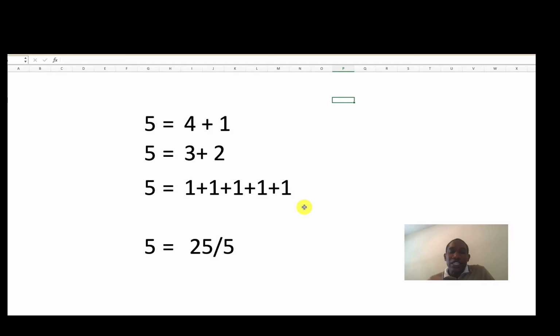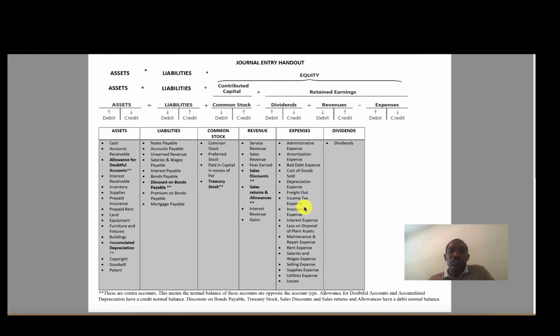So now let's take that concept over to the simple accounting equation. Here's a journal entry handout. Just a note, you're going to use this handout quite a bit for the next 3 or 4 chapters. So this is going to be very helpful to you, and I've posted this in D2L so you can access it. It's called the journal entry handout.